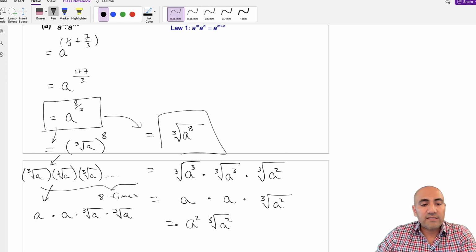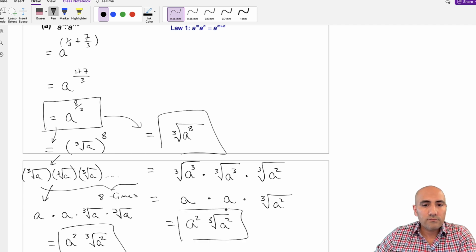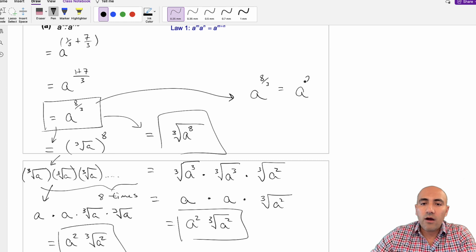And so we end up with the same thing as this. A squared and then the cube root of a squared. One more way to look at this, let's come back over here, is a to the 8/3 power. We can also turn this into a mixed number. So this becomes a to the power of 2 and 2/3, right? That's as a mixed number.